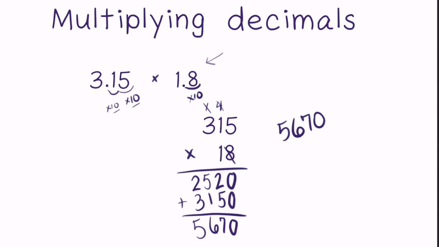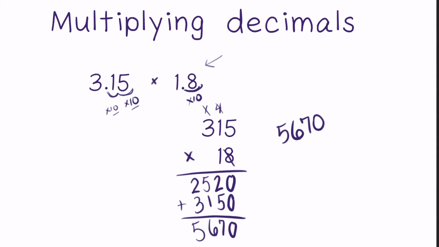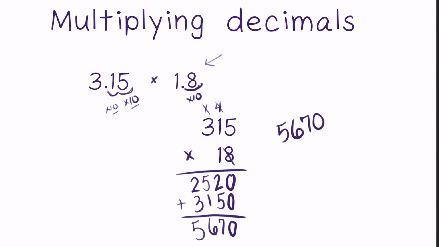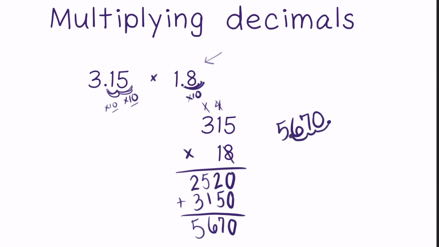So since in our problem, we moved the decimal points 1, 2, and then 3 places to the right, we now have to move the decimal point the same amount of places to the left in our answer. And in any whole number, there's always a decimal point that lives at the end there. So since we moved the decimal point 1, 2, 3 places to the right from the problem, we have to move this decimal point back 1, 2, 3 places to the left to get our ultimately correct answer.